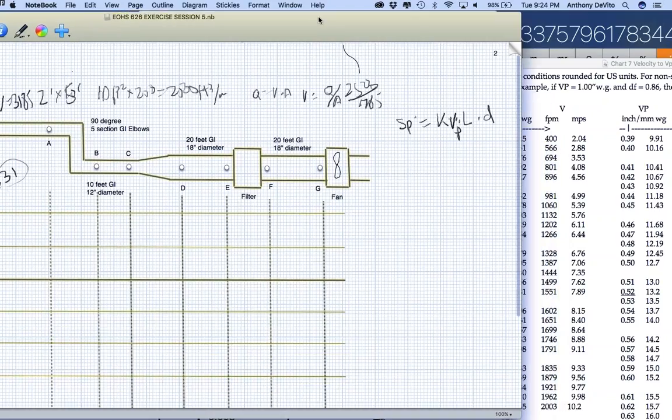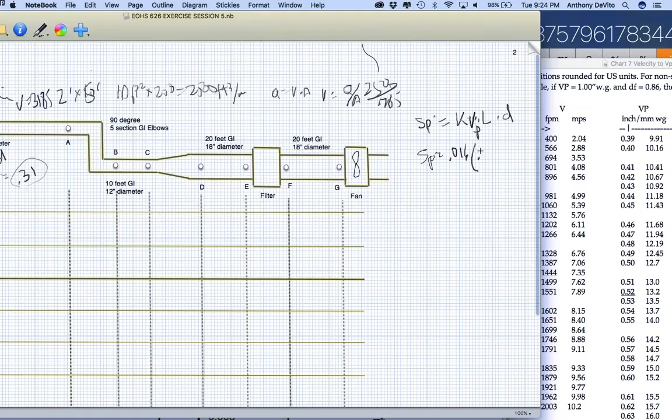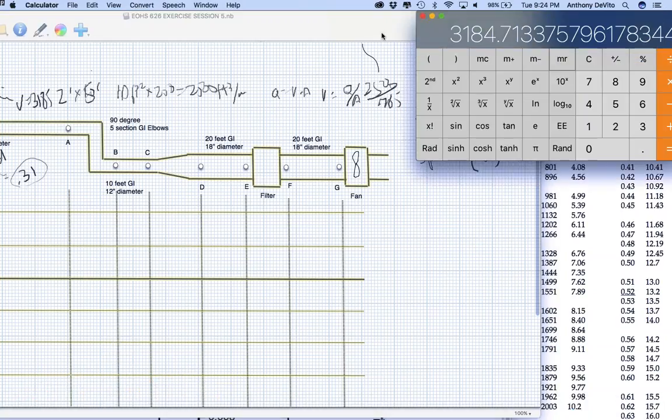So what's our loss here? Our static pressure loss is going to be equal to 0.016 times the velocity pressure. What was that again? 0.63. It wasn't 0.31? No, that was the hood entry loss, the H. The velocity pressure was 0.63, based on the velocity. Times the length, 100 feet, times D, and we're going to say D is equal to 1.